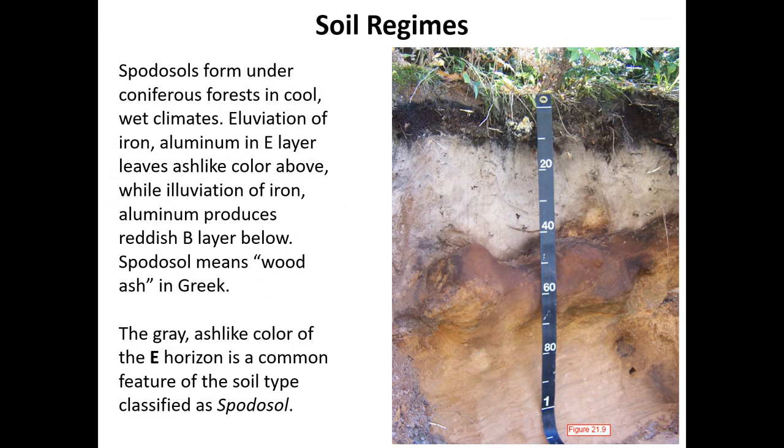Below that is the B layer, and then below that it gets light again, and that's the C layer that starts at about 80 centimeters or below. So this is an example of a soil regime that you might find in Michigan with organic matter at the top and different layers as you go down.